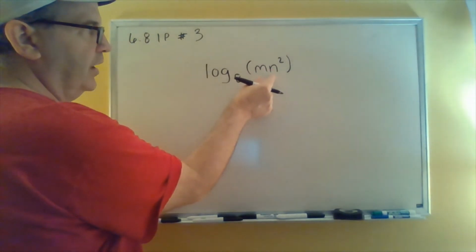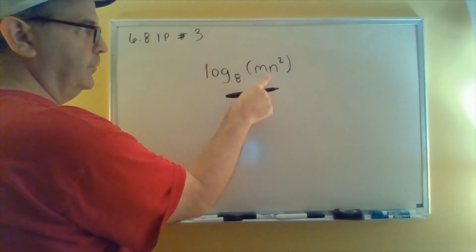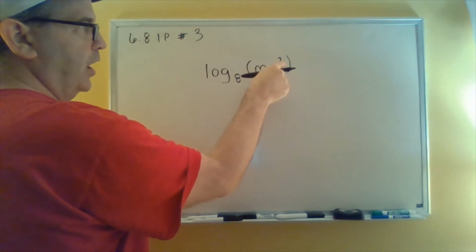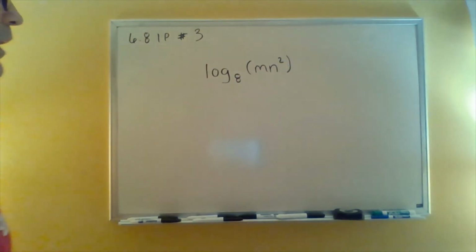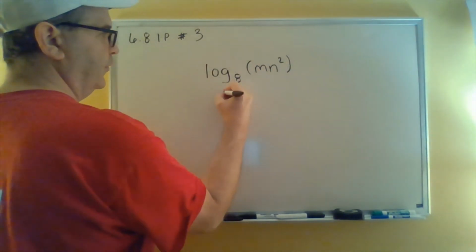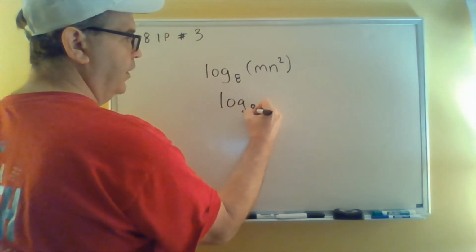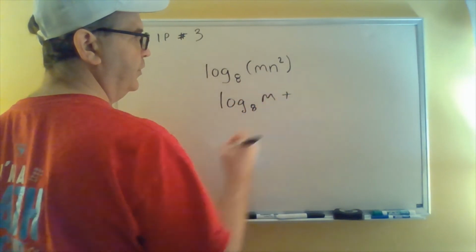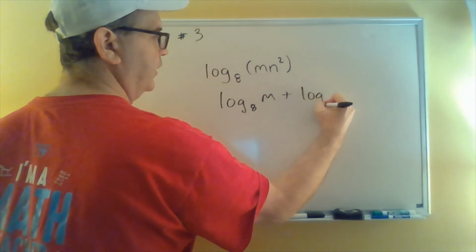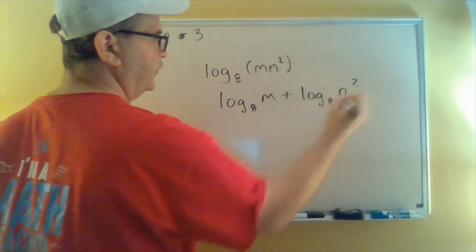We're going to be using the product property because we have a multiplication problem here. And it looks like we'll be using that power property eventually because of that exponent right there. So let's use the product property and split this thing apart. We'll get log base 8 of m plus log base 8 of n squared.